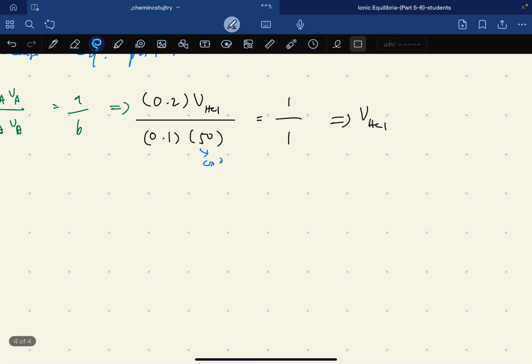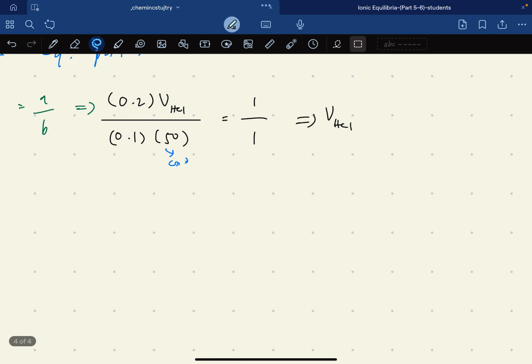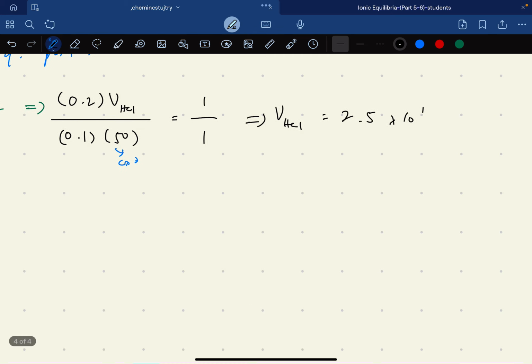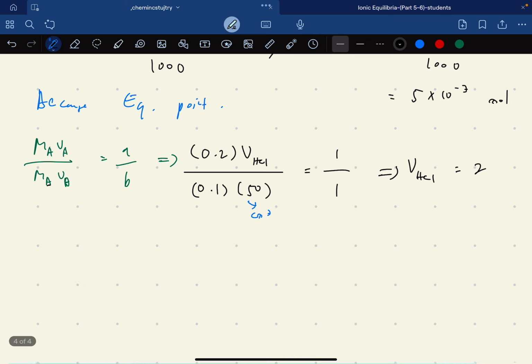VHCl is equals to, let's see, 0.1 times 50 is 5 divided by 0.2. So this is 2.5 times 10 to the power of 1, 25. You have to divide by 1,000. That's safer.